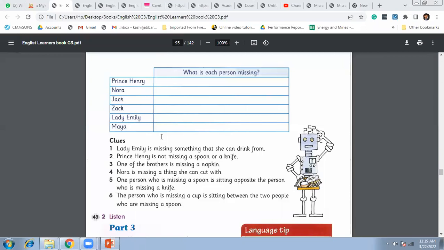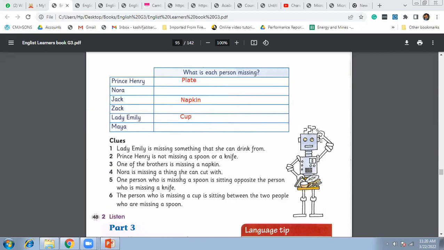Lady Emily is missing something that we can drink from. So definitely that is the cup. So write cup here. Then Prince Henry is not missing the spoon or the knife, so he's missing the plate. Then one of the brothers is missing a napkin. He is Jack.